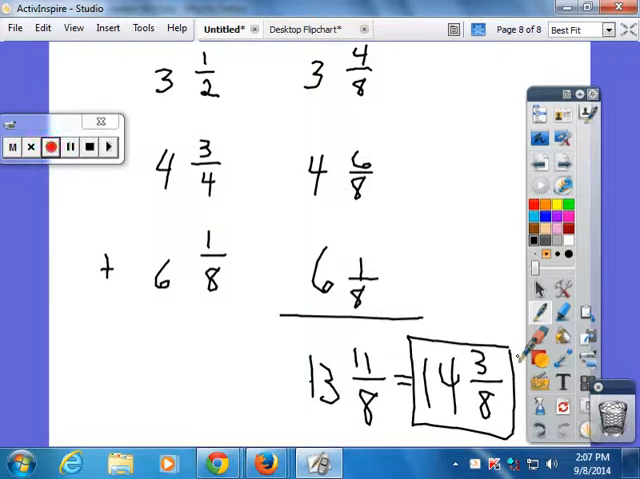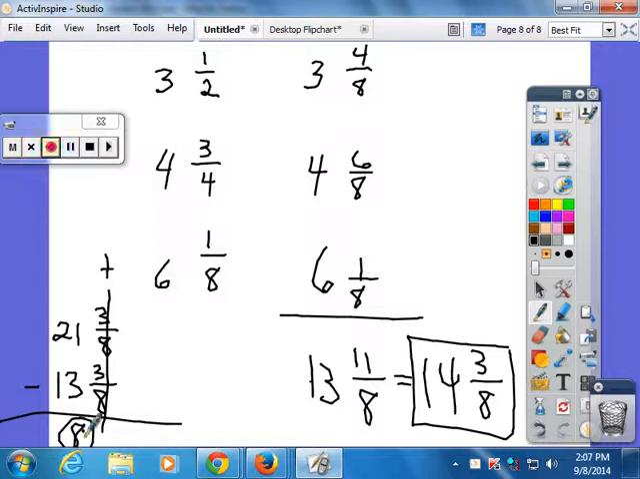Now, what are we subtracting it from? 21 3/8 minus 14 3/8. Well, the 3/8 cancel. And what's 21 minus 14? He needs 7 more. Or 7 inches or whatever he needs. I don't know what the units are.